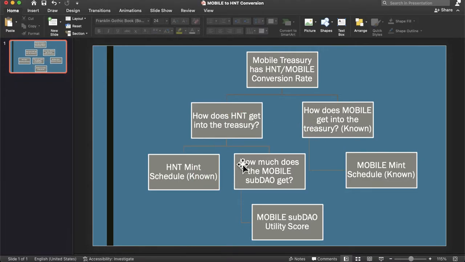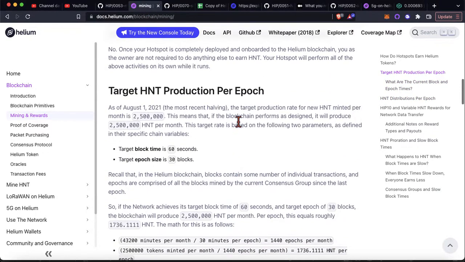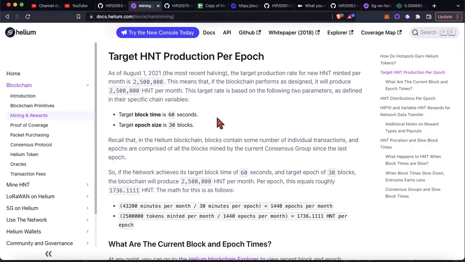Cool. The other side of this equation is, how much HNT is in the treasury and how did it get there? For that, we have to look at the HNT mint schedule, which is known to us too. We have the target HNT production per epoch. As of August 1st, 2021, there's 2.5 million HNT minted per month, which comes out to 1736 per epoch. Target epoch size is 30 blocks, which is roughly 30 minutes.